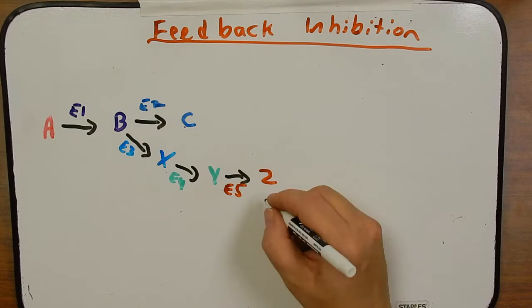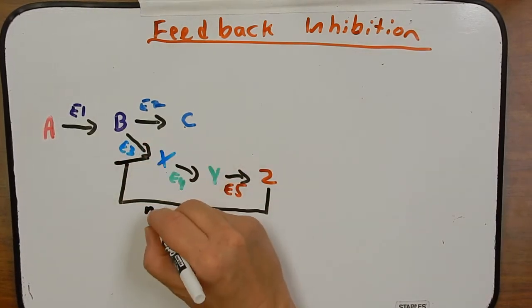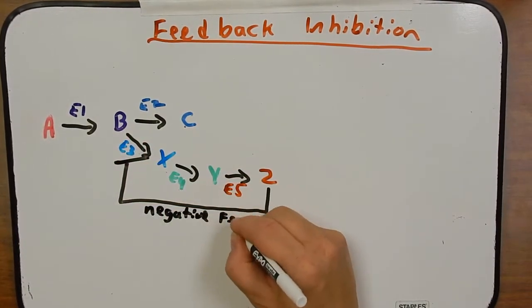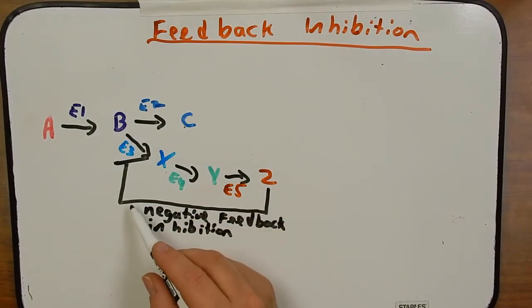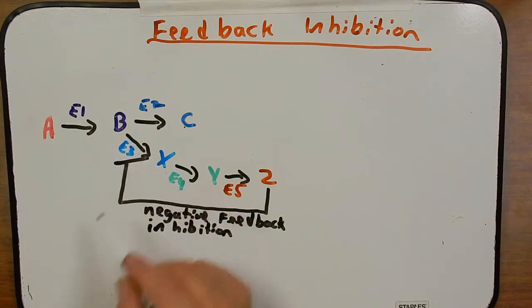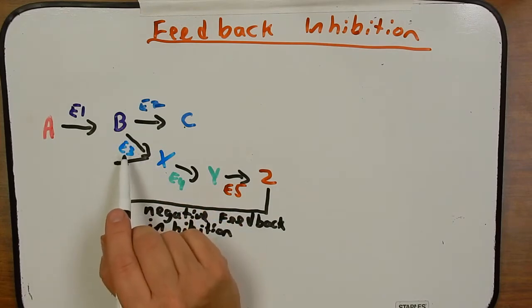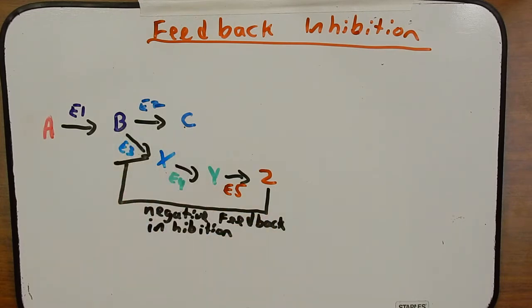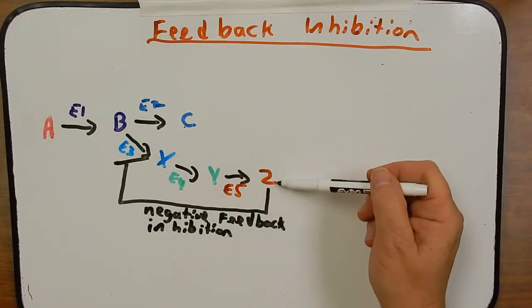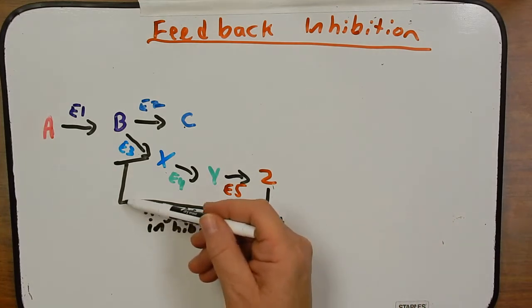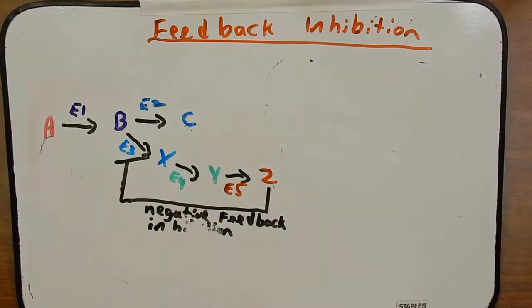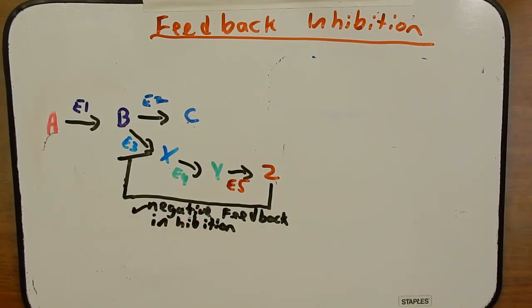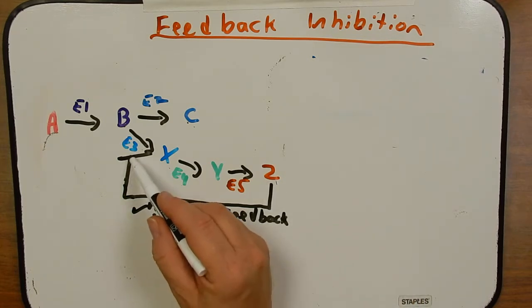But once you have enough Z, it provides a negative feedback inhibition. And this negative feedback inhibition, by some mechanism, inhibits enzyme 3. With enzyme 3 being inhibited, now B can be converted to C. I'm going to say it again. The formation of Z provides a negative feedback inhibition on enzyme 3. This allows B to now be converted to C. Okay, this provides a nice example of negative feedback inhibition, where the product negatively impacts the pathway.